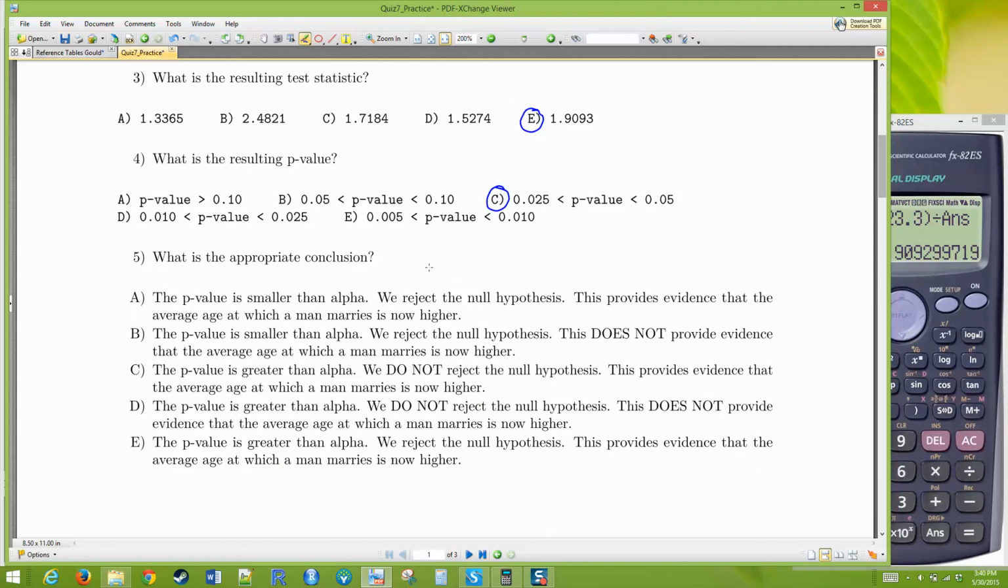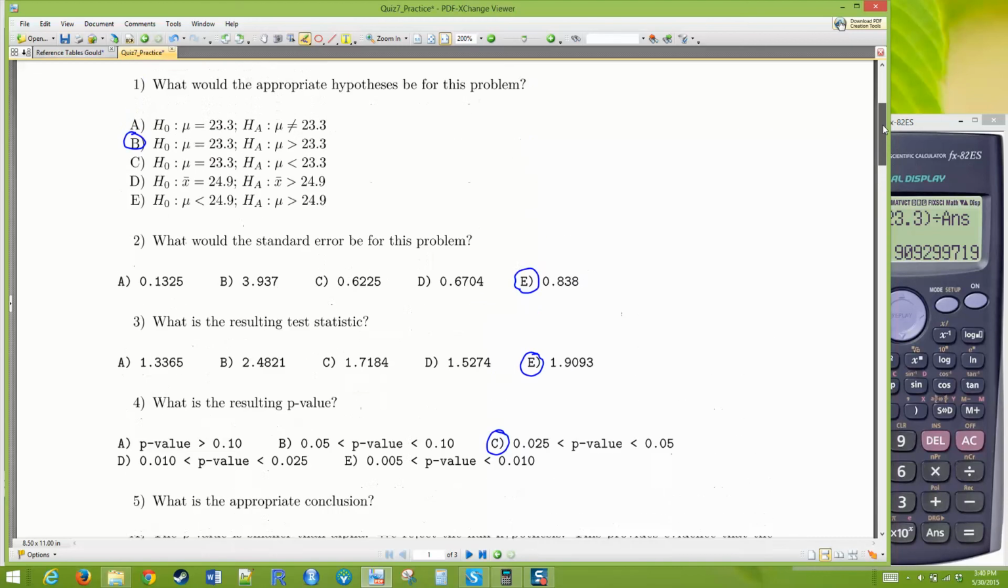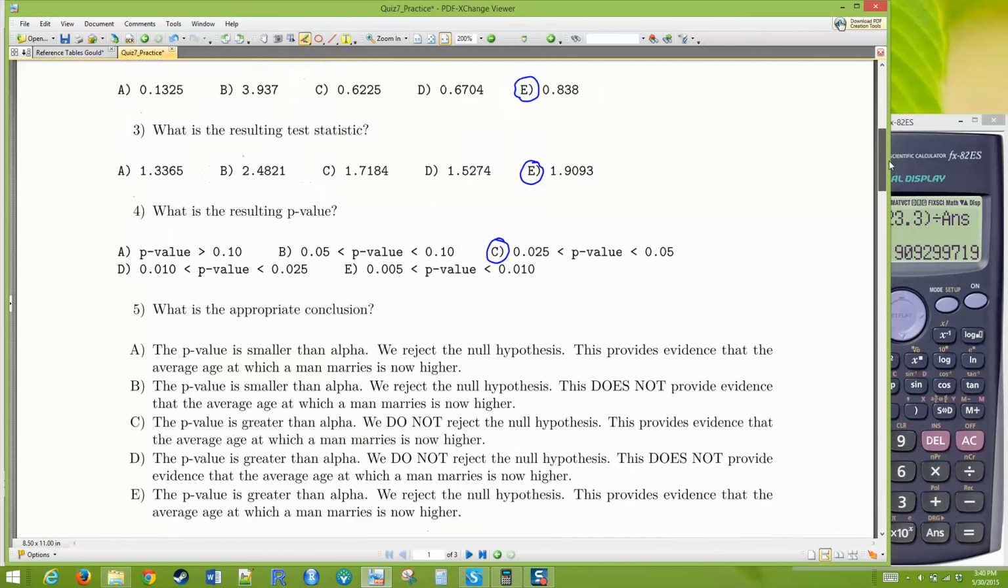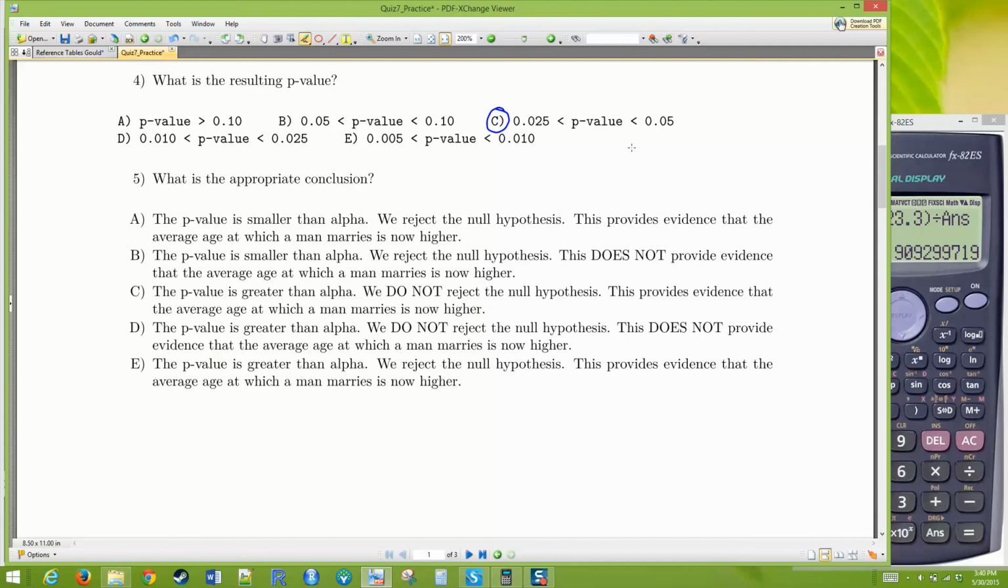Okay, and lastly, the conclusion that we make. The question says to use alpha equal to 0.05. So is our p-value smaller than 0.05? And the answer is yes. We know our p-value is between 0.025 and 0.05, which means it must be smaller than that. So that eliminates all answer choices C, D, and E, which all say that the p-value is greater than alpha. We know the p-value is smaller than alpha, and so that means we're going to reject the null hypothesis.